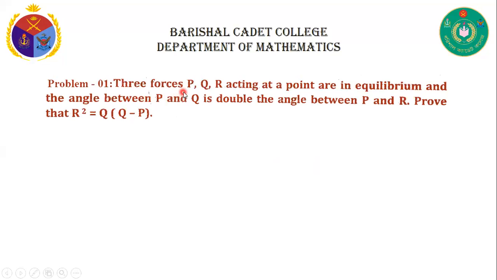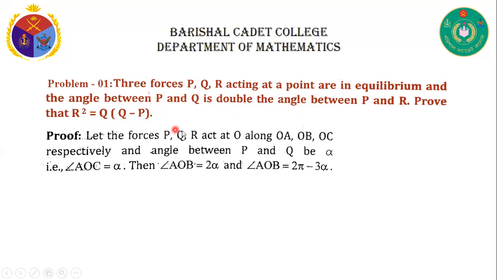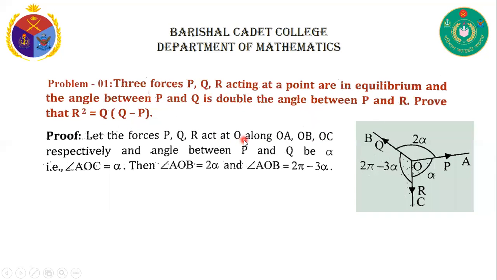So three forces P, Q, R acting at a point are in equilibrium, and the angle between P and Q is double the angle between P and R. Prove R squared equal to Q into Q minus P. So let the forces P, Q, R act at O along OA, OB, OC respectively, and the angle between P and Q is, let's say, alpha.